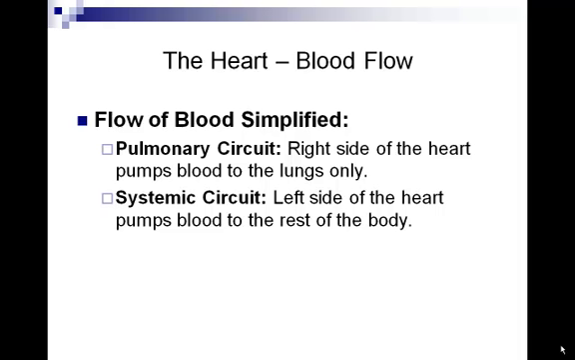The pulmonary circuit really deals with the right side of the heart. It pumps blood to the lungs and from the lungs to the left side of the heart. The systemic circuit pumps blood from the left side of the heart through the entire body and returns the blood through the superior vena cava to the right side of the heart.